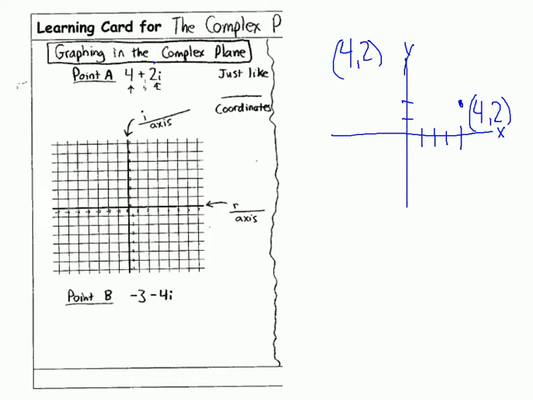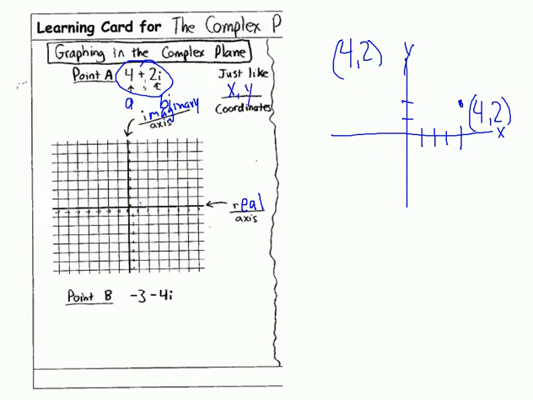Watch this. Here's my example of a complex number. It's 4 plus 2i, where 4 is the real component and 2i is the imaginary component of this. Okay, and instead of an x and a y-axis, we have a real axis. So that's going to replace the x-axis, and we've got an imaginary axis, and that replaces the y. It's just like x, y coordinates.